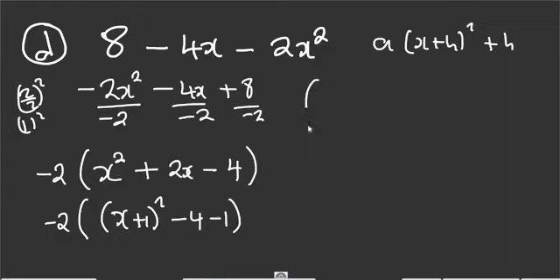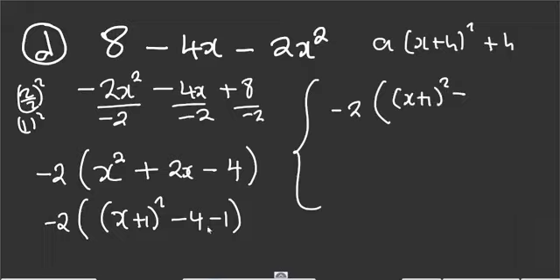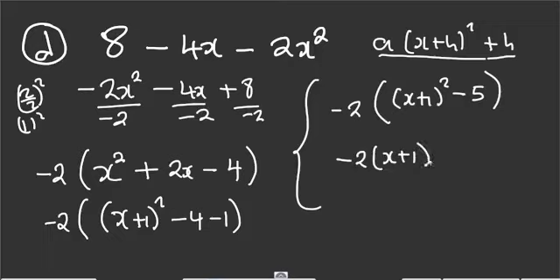Okay. And then from this stage, this is what you're going to do. Negative 2, then we have x plus 1 squared minus negative 4 minus 1, we are getting a negative 5, like this. Now remember, we want to express it in this form, of which we should get rid of the outside brackets here. So we will multiply negative 2 throughout. So we have negative 2, then x plus 1 squared, negative 2 times negative 5, you are going to get positive 10. So this is your answer.